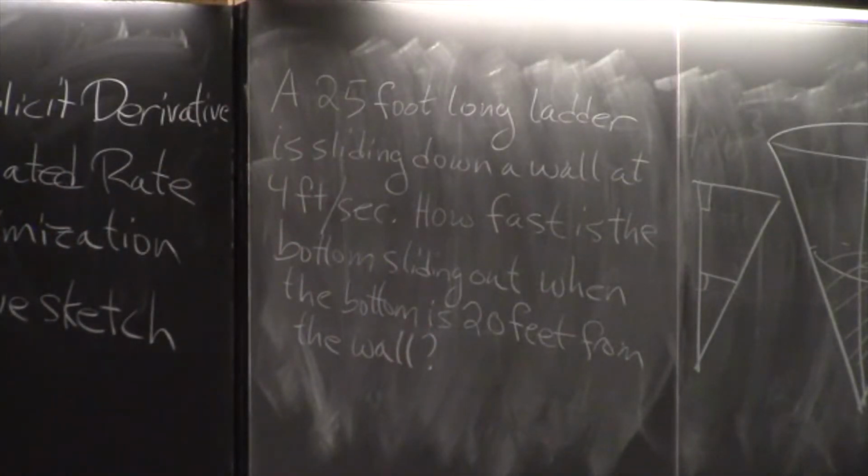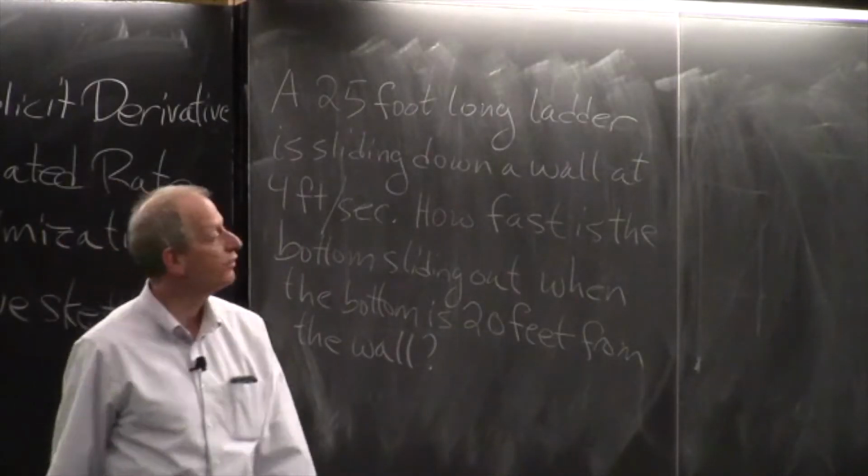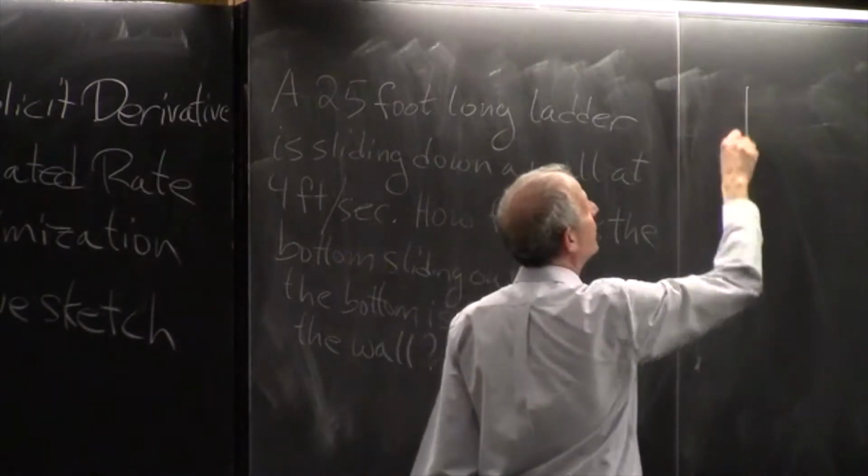Okay, a 25-foot long ladder is sliding down a wall at 4 feet per second. How fast is the bottom of the ladder sliding out when the bottom is 20 feet from the wall? This is a nice, straightforward related rate problem. All right, a 25-foot ladder is sliding down a wall, so we have the wall.